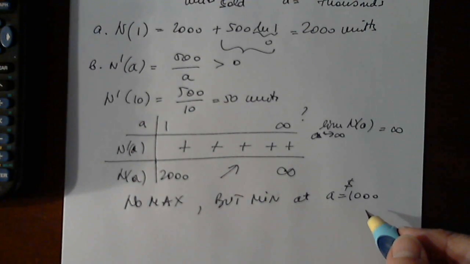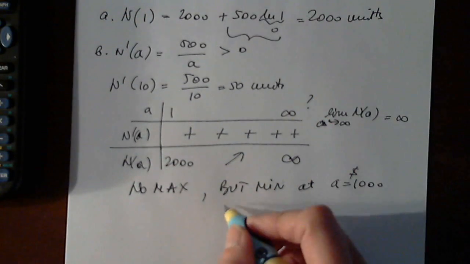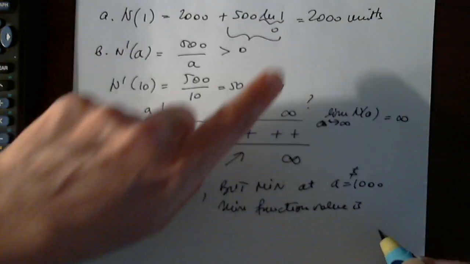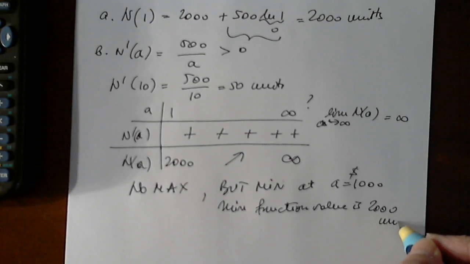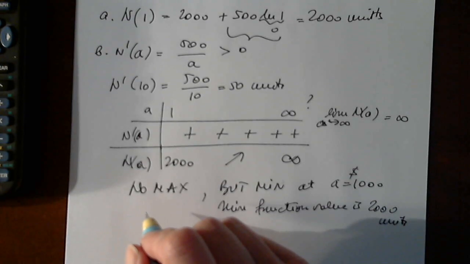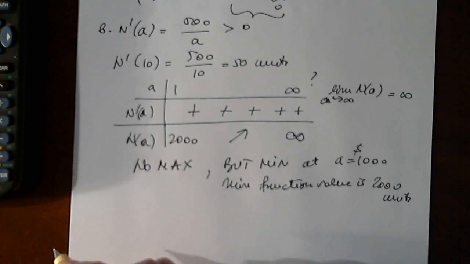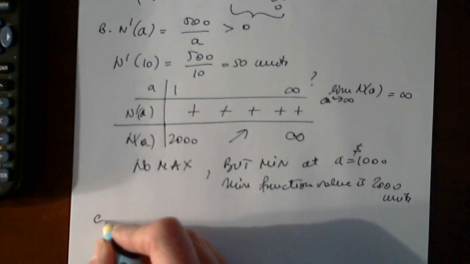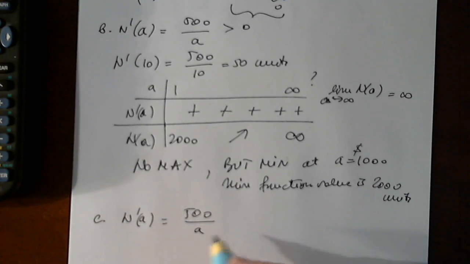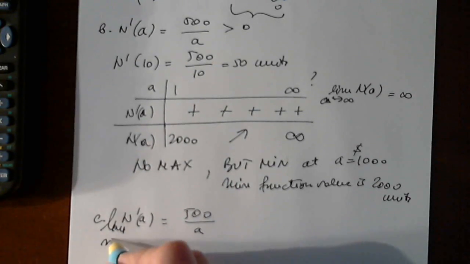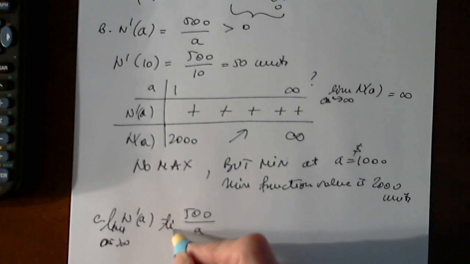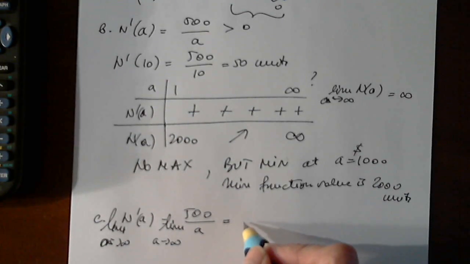How much is the minimum? So we already have the minimum function value is 2,000 units. Okay, find the limit now of n prime of a. N prime of a, I'm just going to copy it here, is 500 divided by a. We're asked to find the limit as a approaches infinity of it, so this is 0.